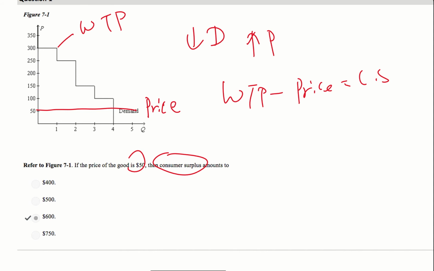So for our first step, for the first consumer, his WTP is 300, and then price is 50. So his consumer surplus will be this area right here. So for the first person, that will be 300 minus 50. That will be 250.